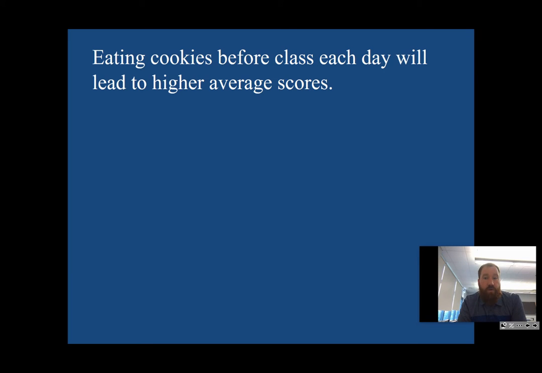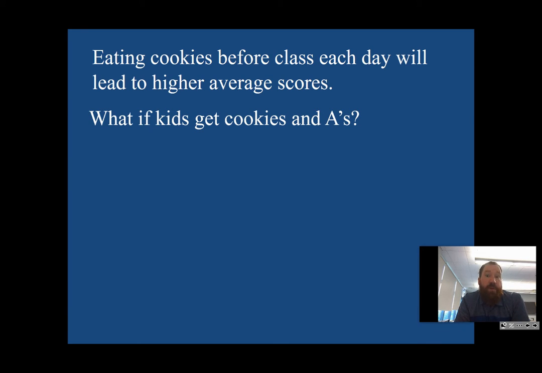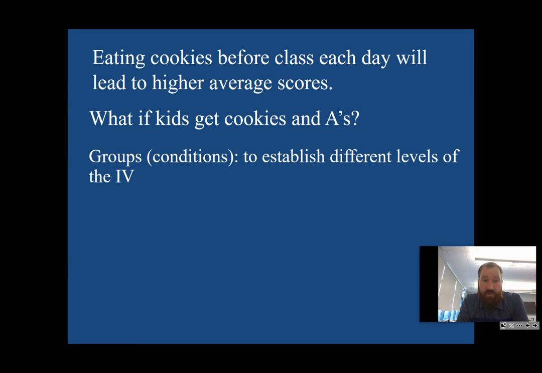Okay, so we've got our hypothesis again. What if kids get cookies and get A's? Okay, that's what we're hoping for, right? That is the hypothesis. So in order to make sure that we do this in some sort of standardized way, we need to put people in groups, right? We can't just give everybody cookies because that's not going to help learn or teach us anything. So we establish groups. Those groups are then exposed to two different levels of the independent variable.